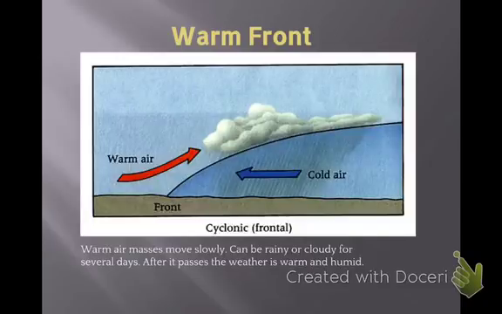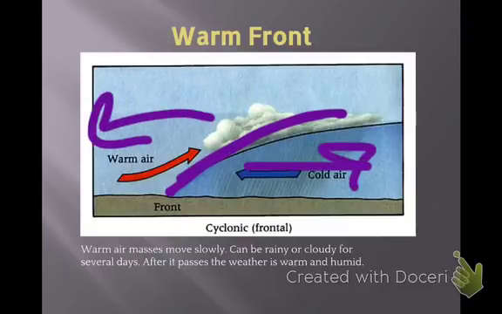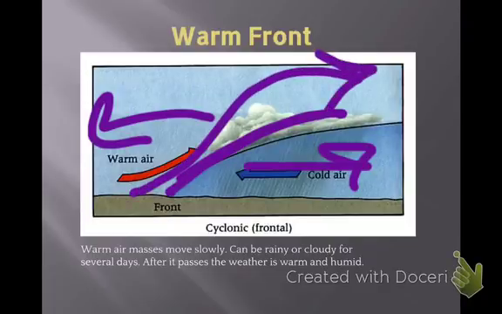Okay, let's go on to warm fronts. Same thing. It's called a warm front because it is the beginning of a warm air mass. So here's the front right here, here's the warm air behind it, and cold air in front of it. The warm air is going to go up and over your cold air mass because warm air is less dense. Warm air masses typically move much slower. And when we get a warm front, we are going to get some rainy or cloudy weather for a couple days. And then after that passes, we're going to have humid and warm air coming through.